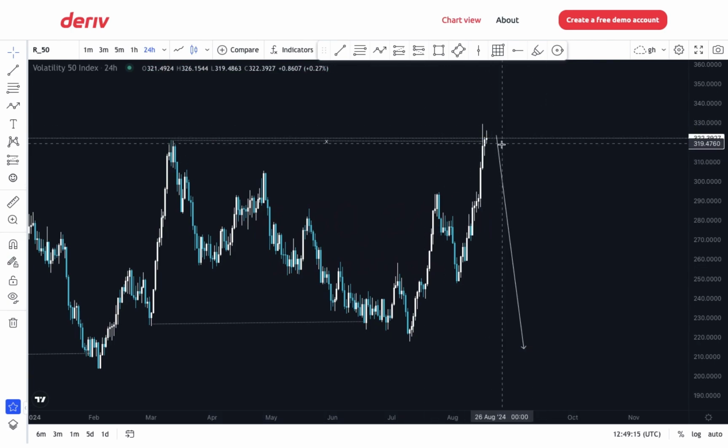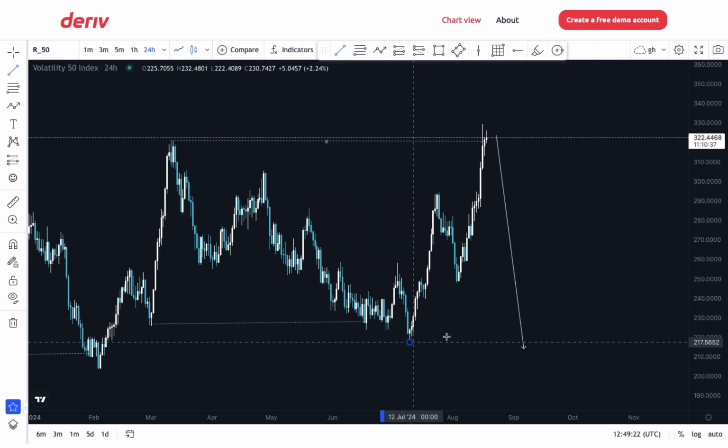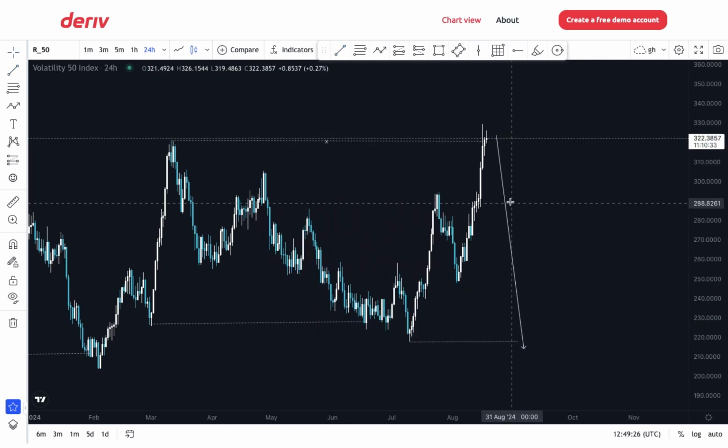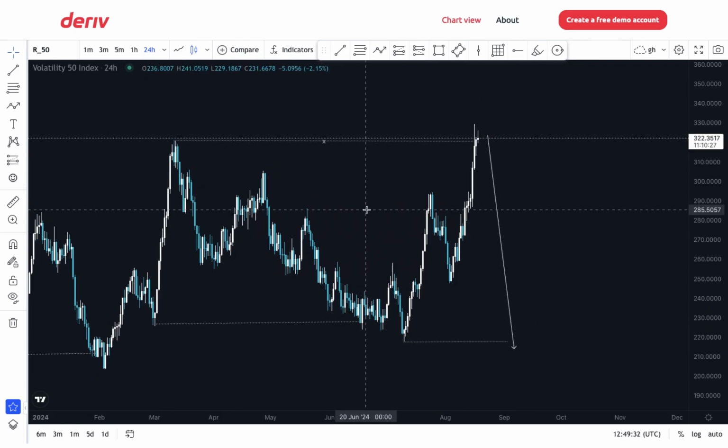So for now we're having a sweep, so what we'll be looking at is potential reversals, and since we're having a sweep, we're looking to target the low that originated the sweep, which is here. So this is going to be a target if we get confirmation to sell. So we'll be selling down to this level because that is the low that originated the sweep of the previous swing high. That's it for VIX 50.